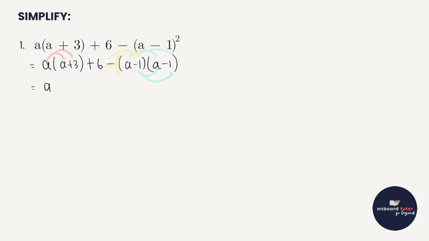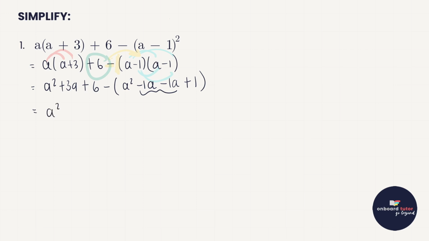So we're going to have a squared plus 3a plus, have a look at this 6. This 6 is independent of everything else, and so we're simply going to write it as a plus 6. It's not multiplying with anything. Now we are ready to FOIL. A times a, a times minus 1, minus 1 times a, and minus 1 times minus 1. Now that we've done that, let's collect these like terms inside of this bracket.